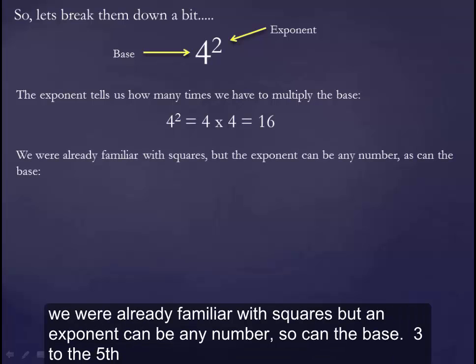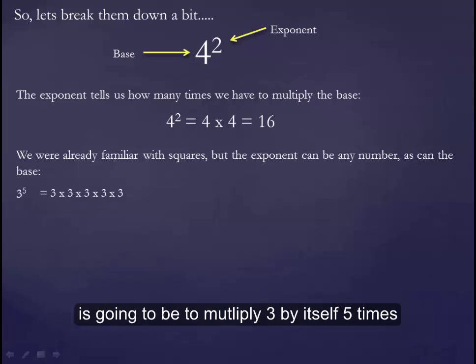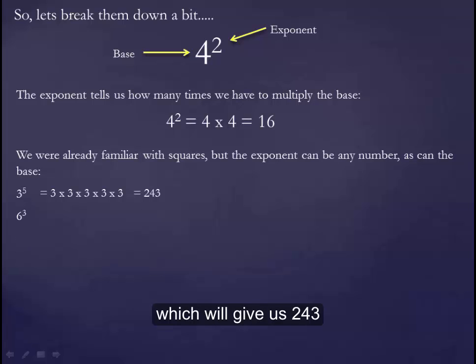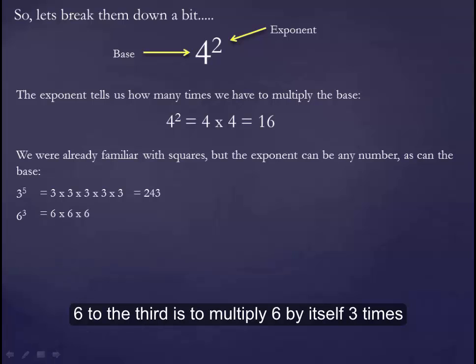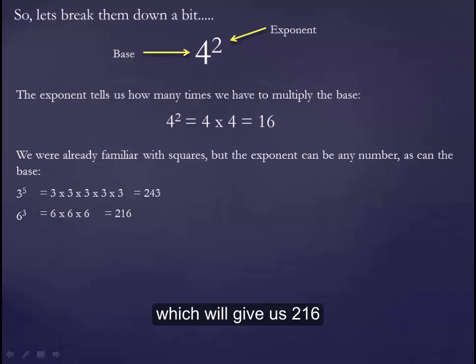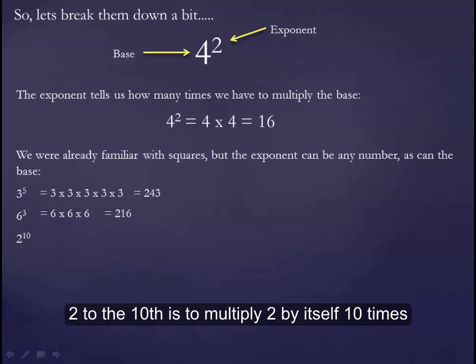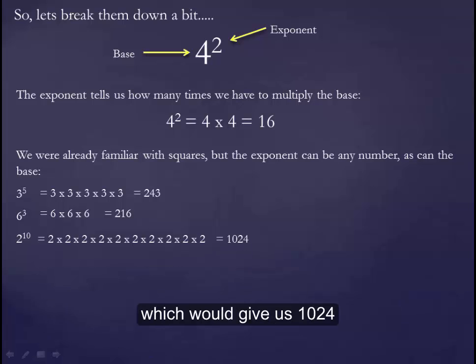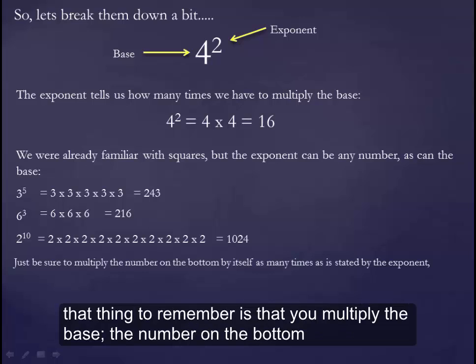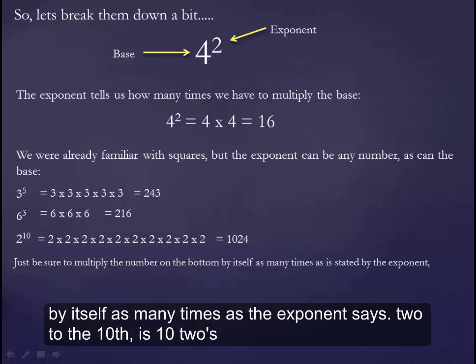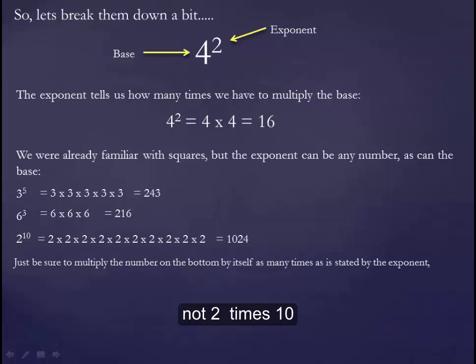We were already familiar with squares, but an exponent can be any number, so can the base. 3 to the 5th is to multiply 3 by itself 5 times, which will give us 243. 6 to the third is to multiply 6 by itself 3 times, which will give us 216. 2 to the 10th is to multiply 2 by itself 10 times, which would give us 1024. The thing to remember is that you multiply the base, the number on the bottom, by itself as many times as the exponent says. 2 to the 10th is 10 twos, not 2 times 10.